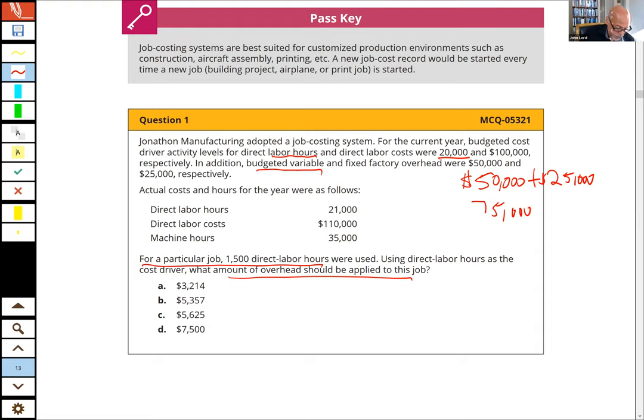Now they gave me information about the actual costs and hours for the year as follows. They gave me all that information really in no attempt to help me at all. Thanks a lot, CPA exam. That does not help me at all because I need to take the $75,000 and divide that by what? Divide that by 20,000, the estimated hours.